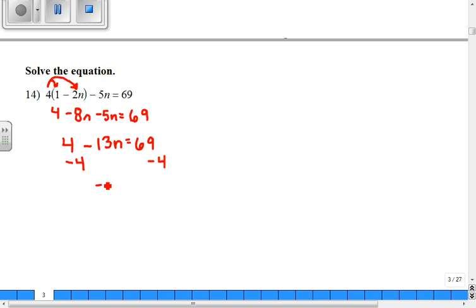So I've got negative 13n is equal to 69 minus 4, which is 65. Now I need n by itself, so I'm going to divide both sides by negative 13.